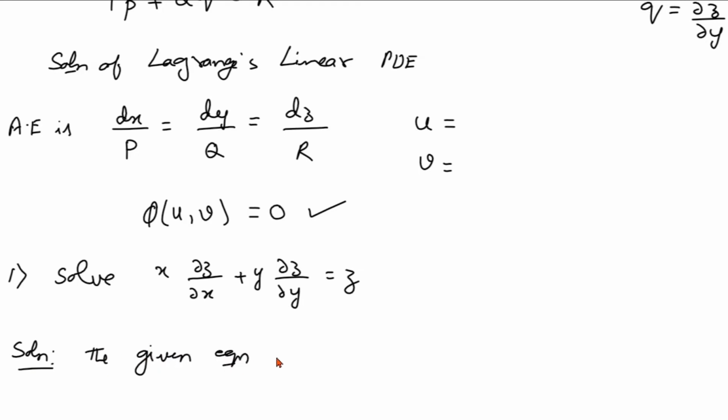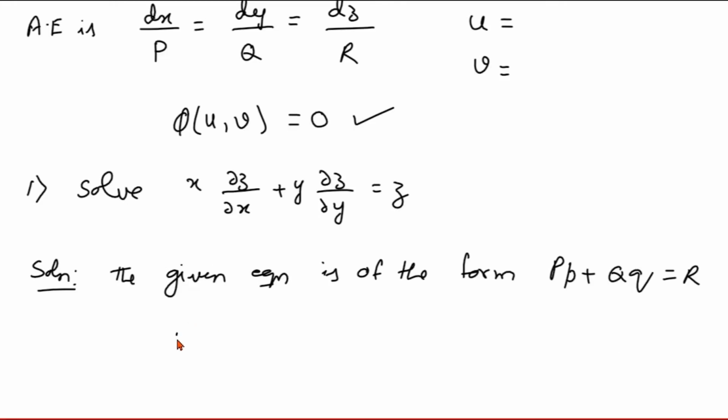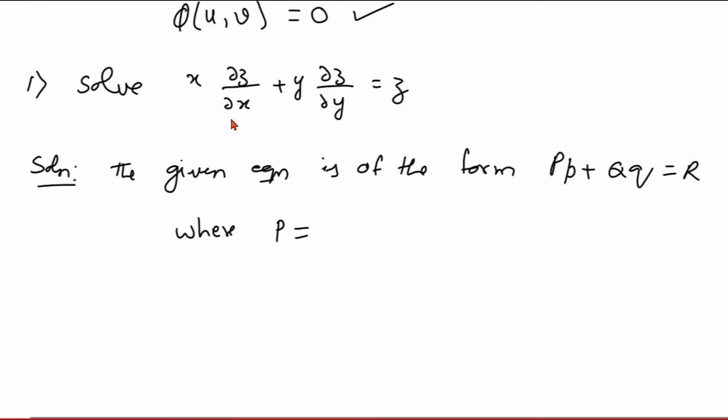The given equation is of the form Pp plus Qq is equal to R, where the value of capital P is the coefficient of dou z by dou x, that is x, because we know dou z by dou x is small p. Then your capital Q value is nothing but the coefficient of small q, that is the coefficient of dou z by dou y. So this value is nothing but y. So Q value is y. Then the R value, the right hand side value, is z.